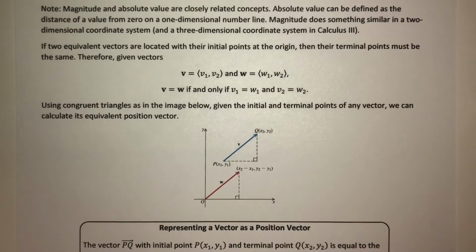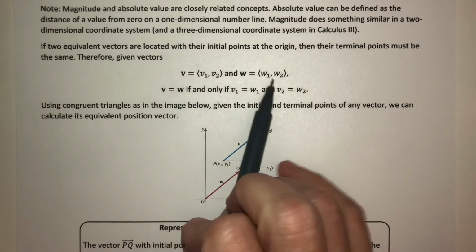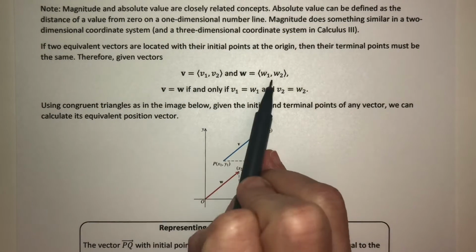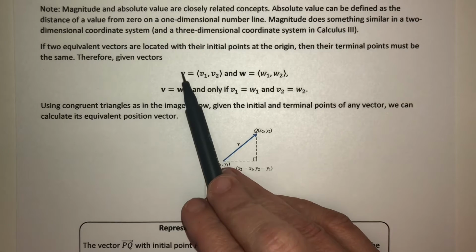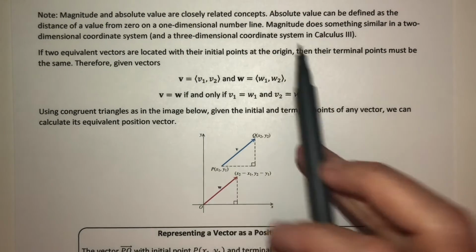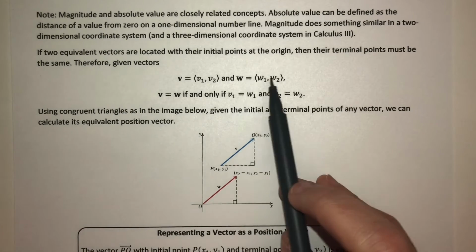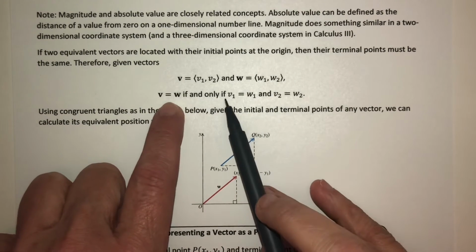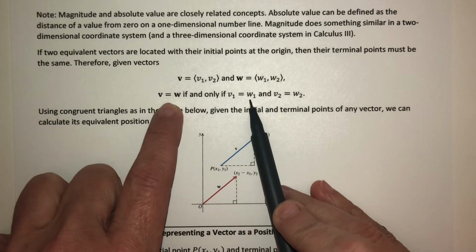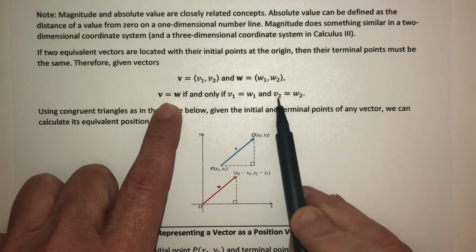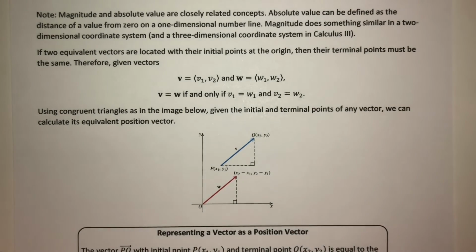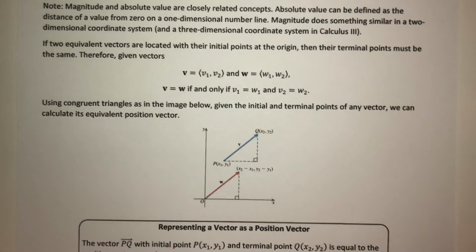If 2 equivalent vectors are located with their initial points at the origin, then their terminal points should be the same. So this allows us to say that if we have vector v with components ⟨v1, v2⟩ and vector w with components ⟨w1, w2⟩, then the 2 vectors are equivalent if and only if their first components are equal and their second components are equal.